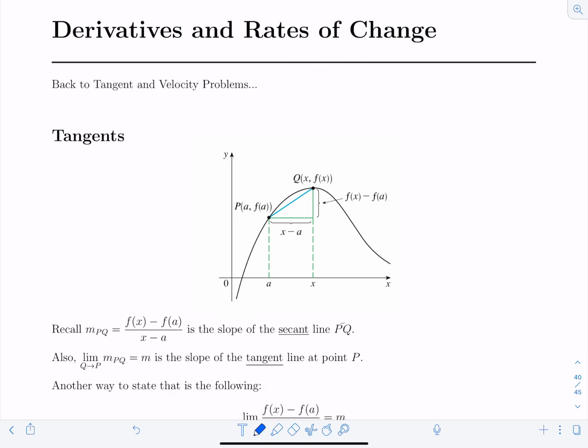This is Calculus 1 video lecture number 7 on derivatives and rates of change. We're going to go back to the tangent and velocity problems that we discussed earlier when we began this Calculus 1 video lecture series and look at tangent lines to begin with.